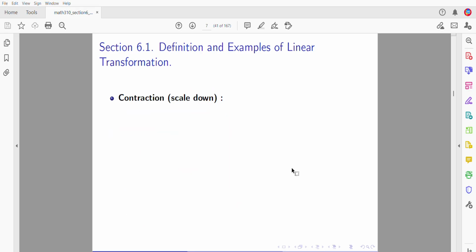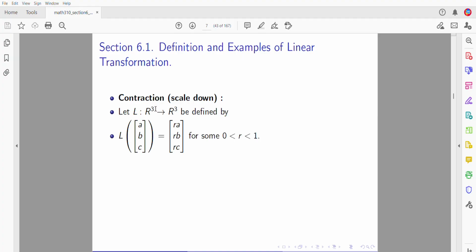Likewise, contraction. When you scale down, here again I am using the example of R3. It can be any Rn to Rn. You are multiplying vector (a, b, c) with scalar r. So you get ra, rb, rc, where r is between 0 and 1. So think of r as, I don't know, 0.2, 0.5. When you multiply by 0.5, your entries become smaller. Hence the name contraction. This is also a linear transformation.